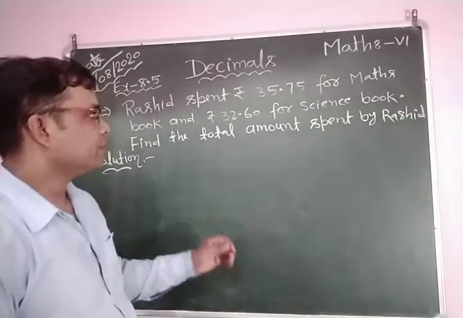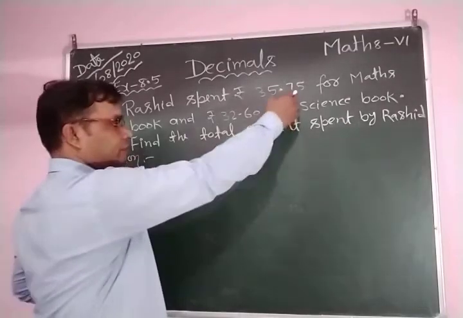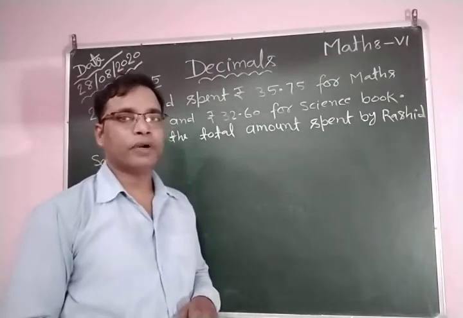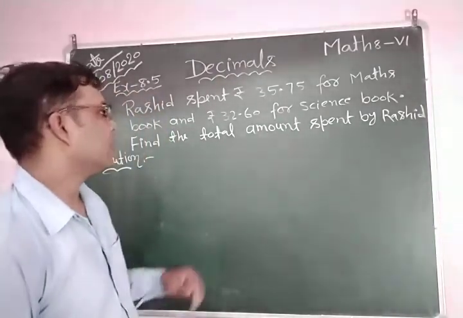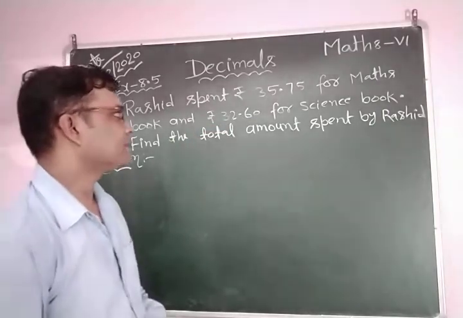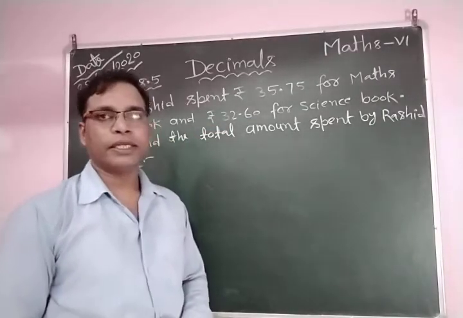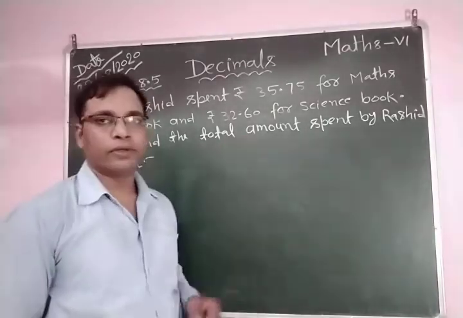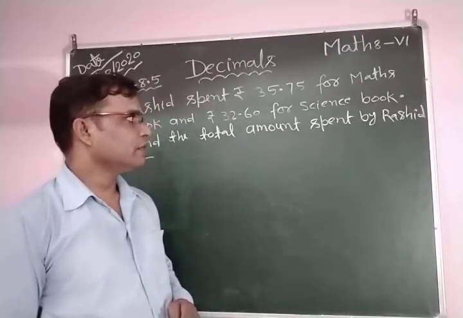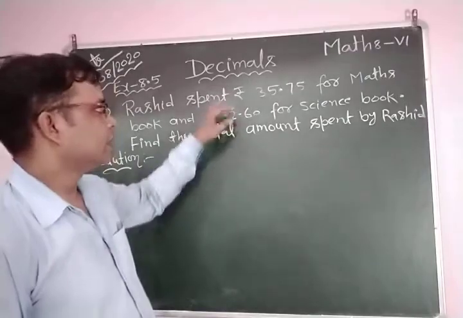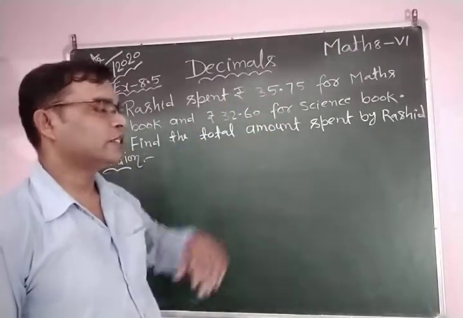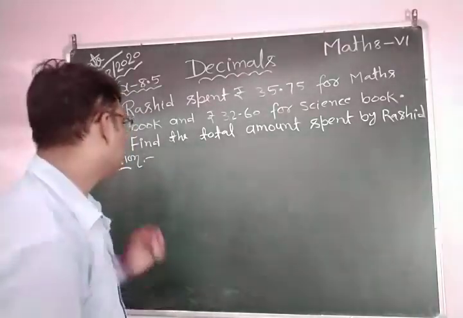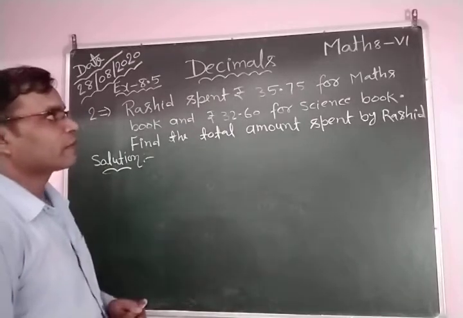Okay, so here you can see in this question the cost of the math book is given, 35.75, and the cost of the science book is also given, 32.60. We need to find the total amount spent by Rashid. So for the total amount we sum them, 35.75 plus 32.60. Okay, so for this, first you write money spent for math books.